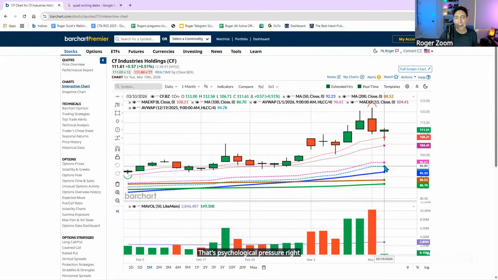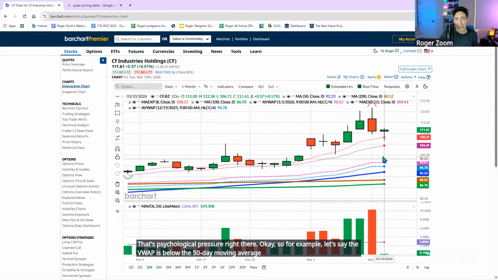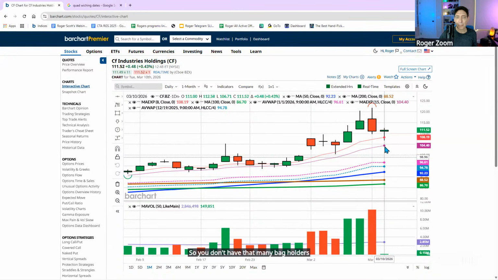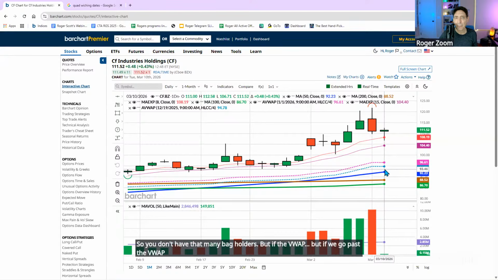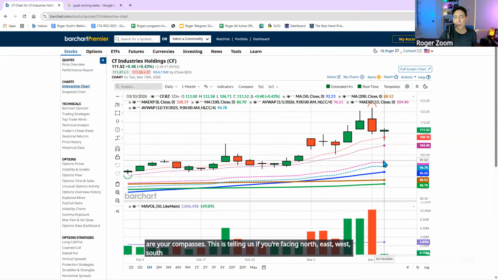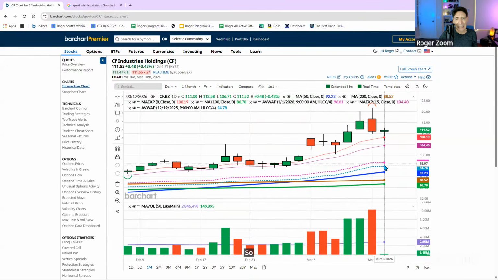Okay. So for example, let's say the VWAP is below the 50-day moving average, and price goes through the 50-day moving average. Well, you can argue it's still above the VWAP, so you don't have that many bag holders. But if we go past the VWAP, now we're going to have bag holders. Remember, these moving averages are your compasses. This is telling us if you're facing north, east, west, south. These are actual price levels with volume, so they are much more sticky.